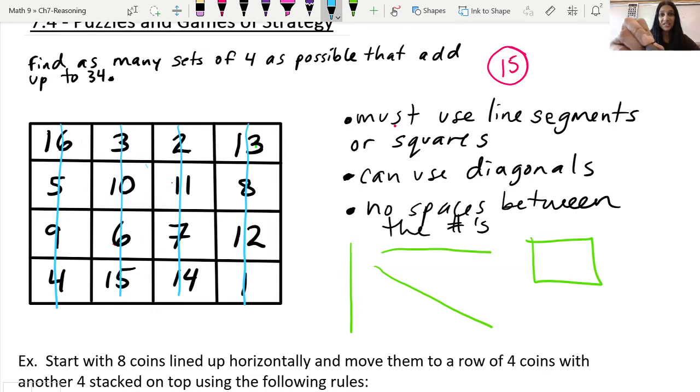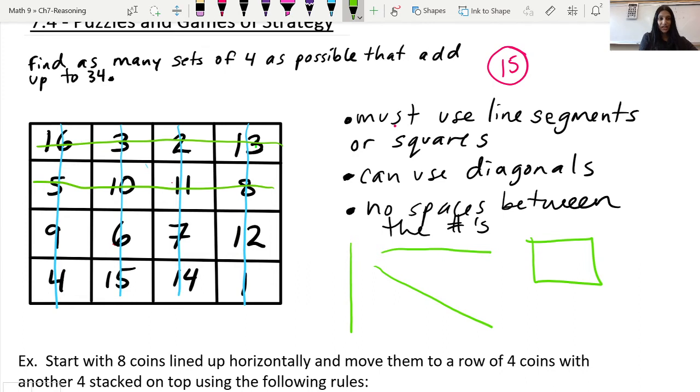So maybe, since that worked so well for me, I'm going to try horizontal lines. So going across the top, if I add these together, 16, this would give me 19, 20, 21. And then when I add 13 to that, I really do get 34. So that's working pretty well. I do the same thing here. 10 plus 5 is 15. That would give me 26. And when I add 8 to that, that one works too.